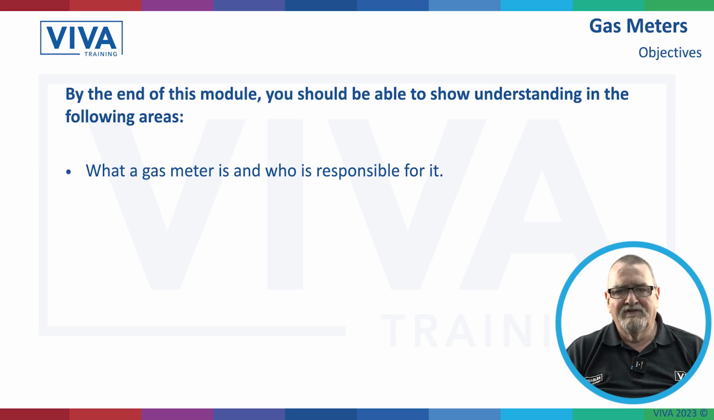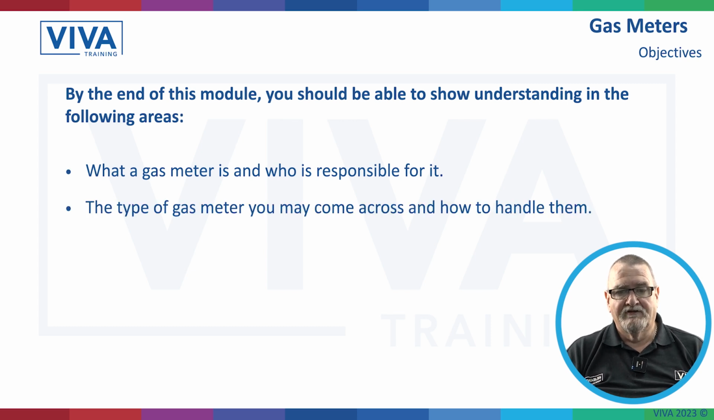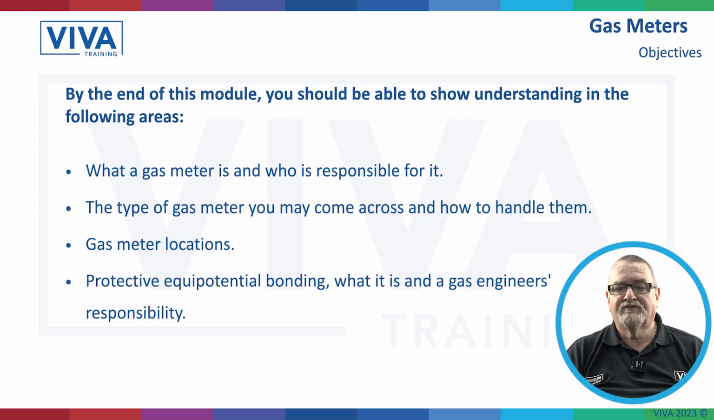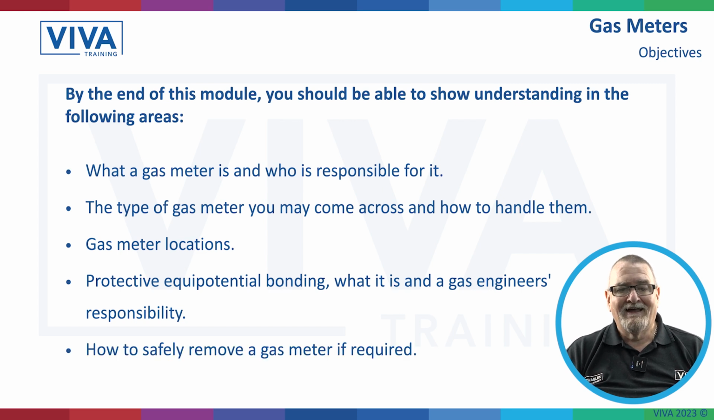So by the end of this module, which is gas meters, you should be able to show an understanding of what a gas meter is and who's responsible for that meter, the types of meter you could come across and how to handle them if you need to, gas meter locations, where you're going to find a gas meter, protective equipotential bonding, what it is and the responsibilities of a gas engineer, and how to safely remove a gas meter if required and when we would need to remove a gas meter.